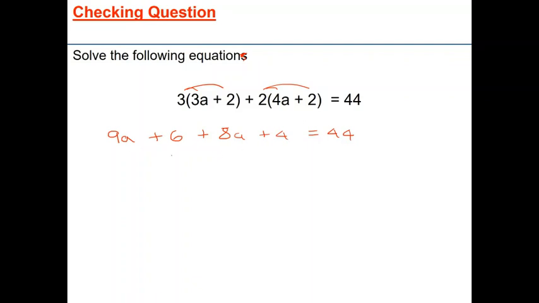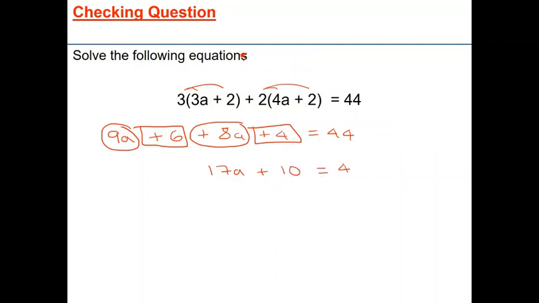So it's quite difficult to solve this equation now. So what we need to do is simplify, so collect together the terms that are the same. We've got 9a there, plus another 8a, which is 17a in total. And then we've got plus 6 plus 4 there, which is plus 10, equals 44. So this is more like the equations that we've done throughout the whole lesson. It's just a normal two-step equation.